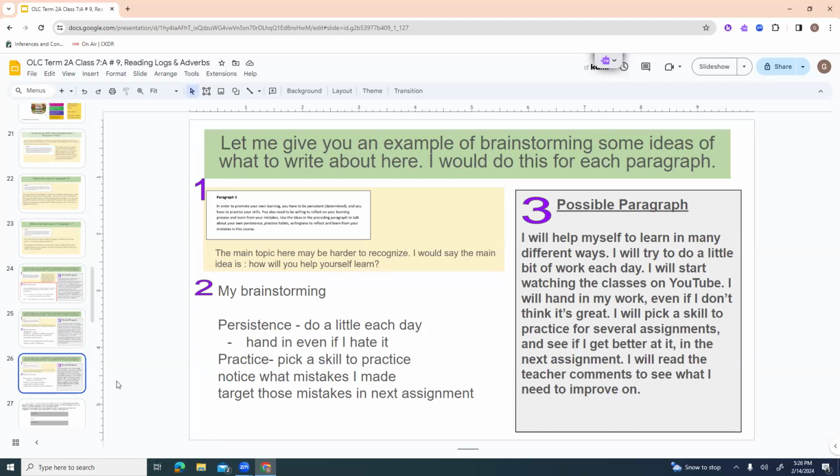Now, here's my paragraph on this idea. I will help myself to learn in many different ways. I will try to do a little bit of work each day. I will start watching the classes on YouTube. I will hand in my work, even if I don't think it's great or I'm unhappy with it. I will pick a skill to practice for several assignments and see if I get better at it in the next assignment. I will read the teacher comments to see what I need to improve on.